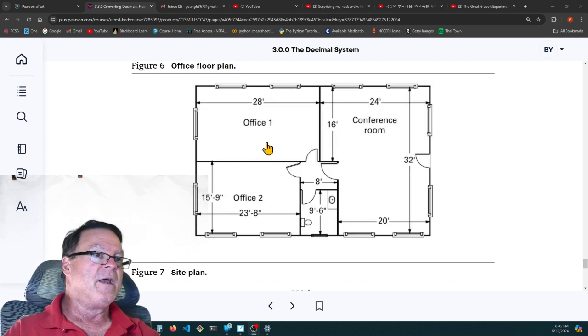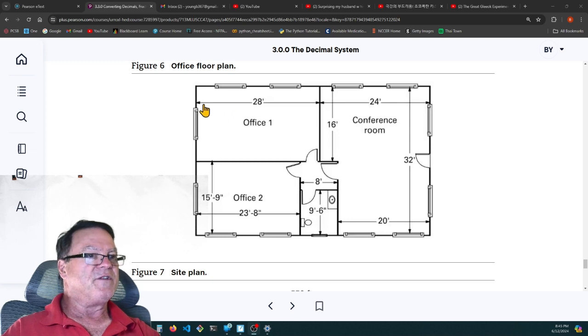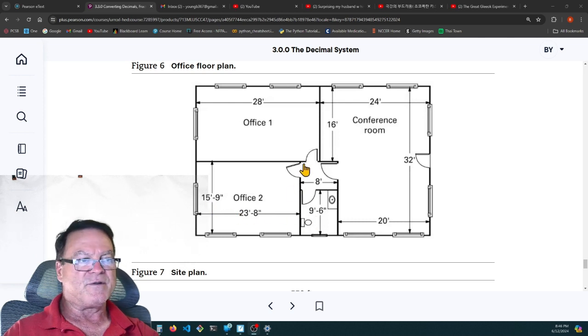All right. So these rooms are 28 feet by 16 feet, 23 foot 8 inches by 15 feet 9 inches. This little restroom is 9 foot 6 by 8 feet, and this foyer is 8 feet by 6 foot 3 inches. I found that by subtracting 9 foot 6 from 15 foot 9, so it's 6 foot 3.